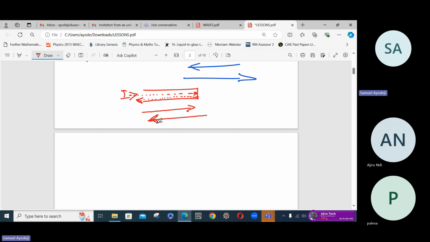Of course, along the way, what happens to both of them? They will meet. So when the two of them meet, overlap, or are superimposed, what's the next thing? Stationary waves are formed. Are we together?